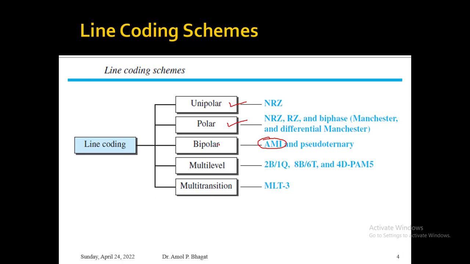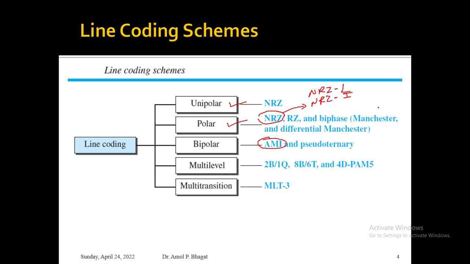line coding schemes. Right, so NRZ is nothing but non-return to zero, RZ is return to zero, while in case of the polar scheme, NRZ schemes can be categorized as NRZ-I, that is NRZ invert, as well as NRZ-L, that is NRZ level. Okay, that is non-return to zero level, non-return to zero invert. While there are different biphase polar schemes, which are called Manchester and differential Manchester. Generally, the Manchester scheme is used in Ethernet communication.